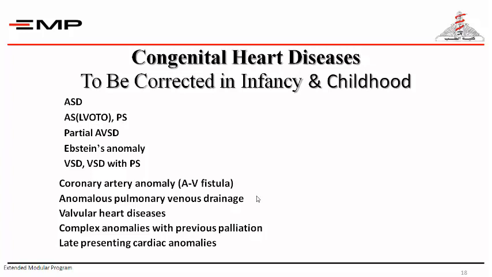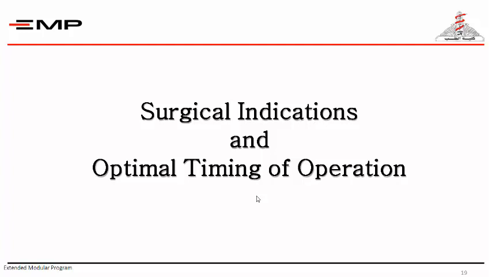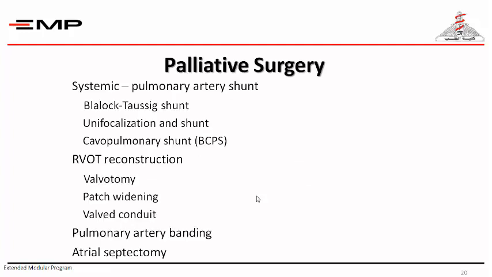More in childhood can be corrected, such as ASD, partial atrioventricular septal defect, VSD, coronary artery anomalies, and valvular heart diseases. What are the surgical indications and optimal timing for the operation? Our operations in congenital heart disease are either closed heart or open heart surgery.